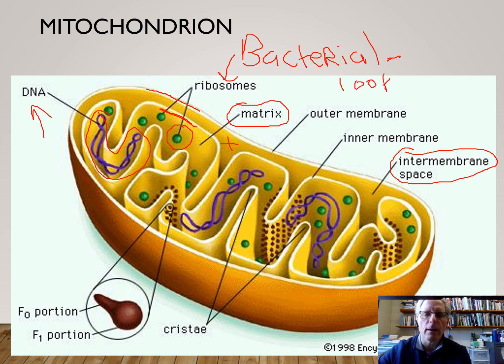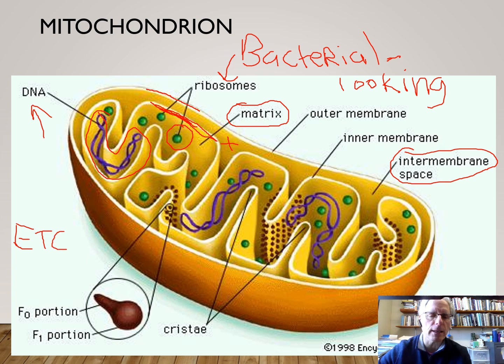Bacterial looking. The genes are organized like they're bacterial genes. This genome, mind you, is very small. There's multiple copies of it also in the mitochondrial matrix. The inner mitochondrial membrane has a whole host of proteins that compose the so-called electron transport chain, which I'm just going to abbreviate ETS or ETC, electron transport chain.